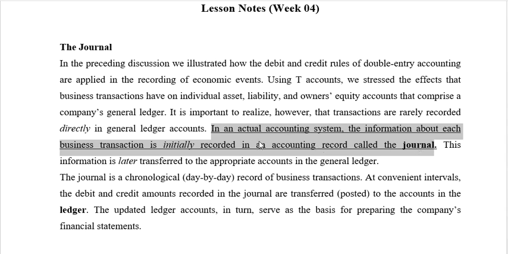This is how a business transaction is initially recorded. This step is called the journal. The information is later transferred to the appropriate ledger account, which is the process of posting. Now, the journal is normally for day-to-day transactions. In a business we face different transactions, maybe more than one transaction on the same day.